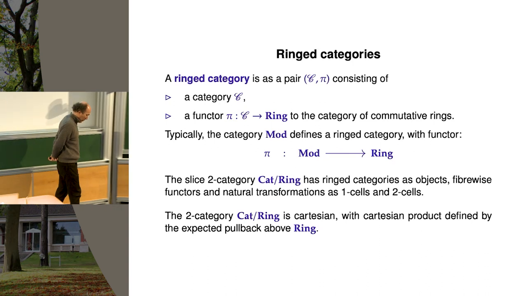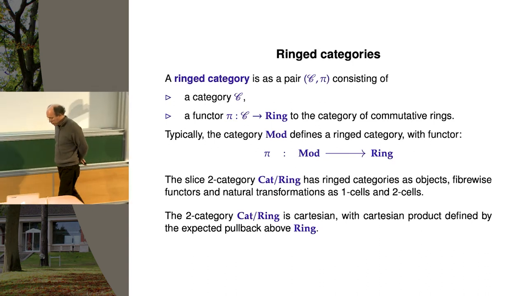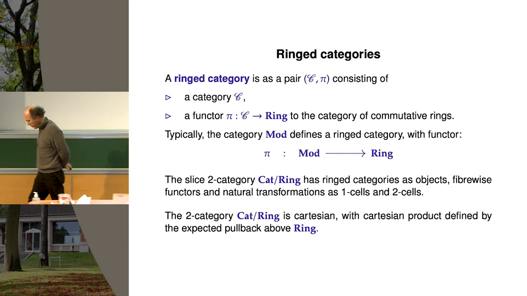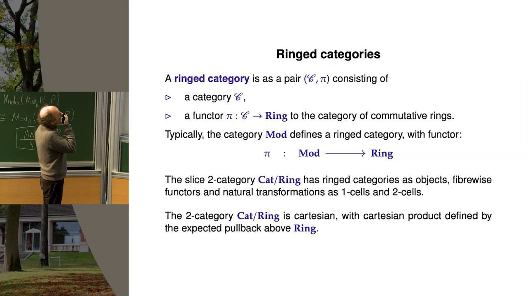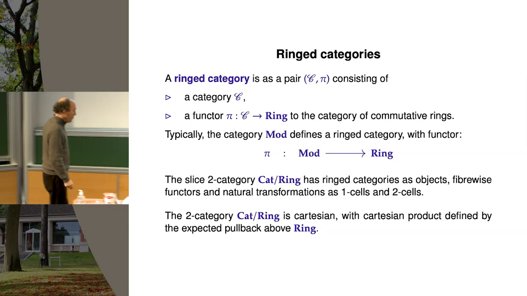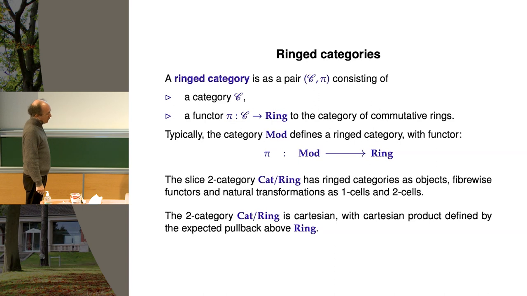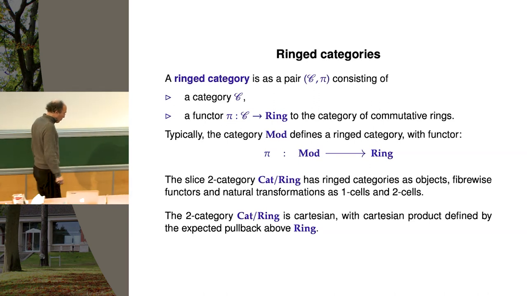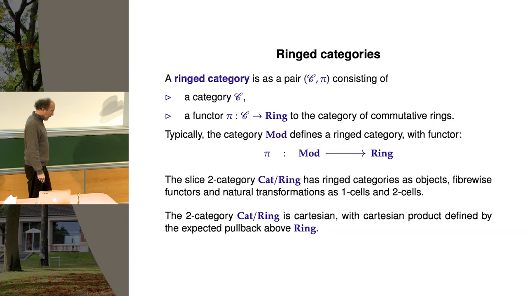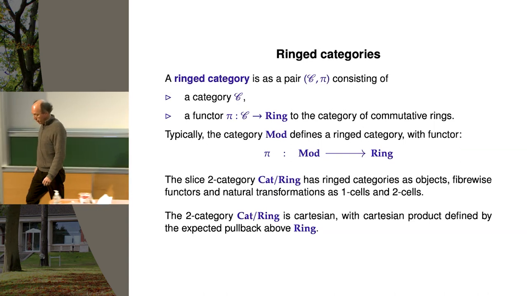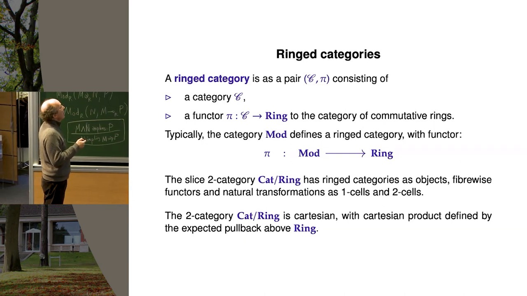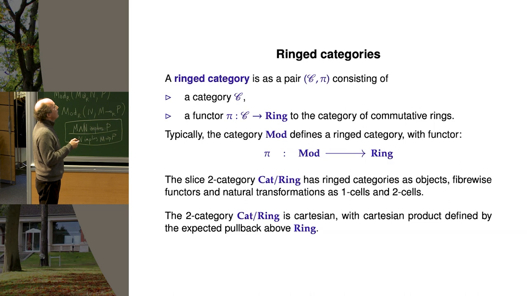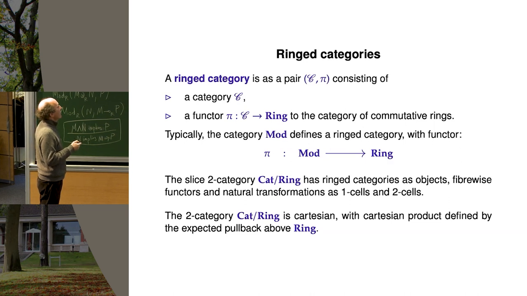which is the purpose of this work, which is to give a description of covariant presheaves of rings and presheaves of modules above them. So a ringed category, I will define simply as a pair consisting of a category and a functor to Ring, the category of commutative rings.